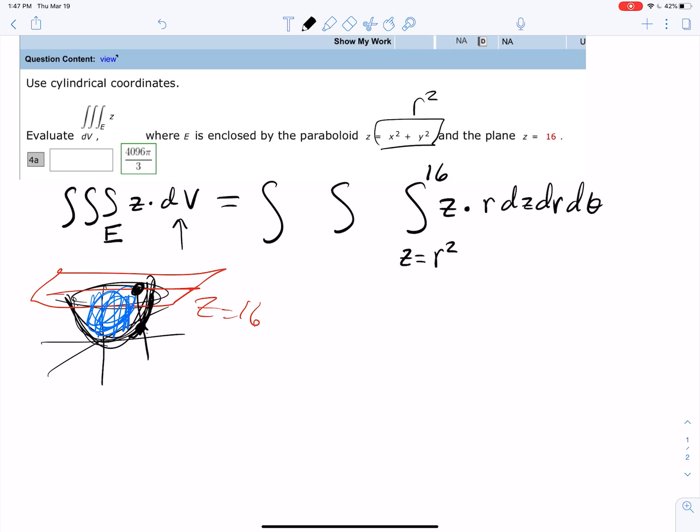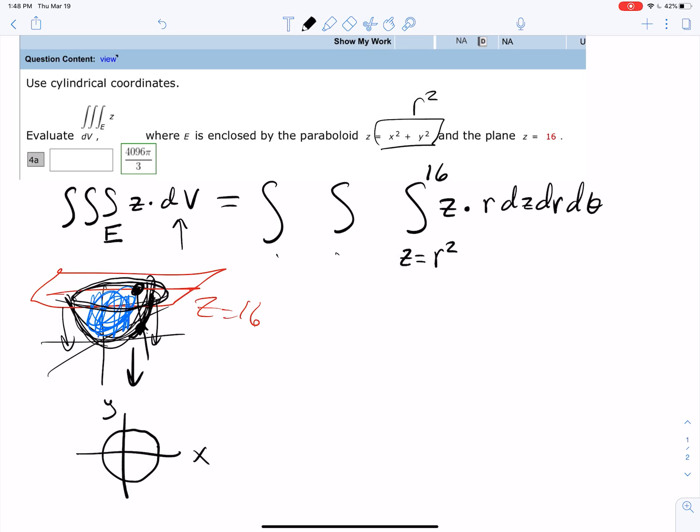And then for the thetas and the r's, what I need to do is think of what is the shadow region in the xy plane that I'm integrating over, and that's going to be a circle, right? So if we look at this intersection here, it's going to intersect in a circle, and when I project that down, we're going to get a circle.